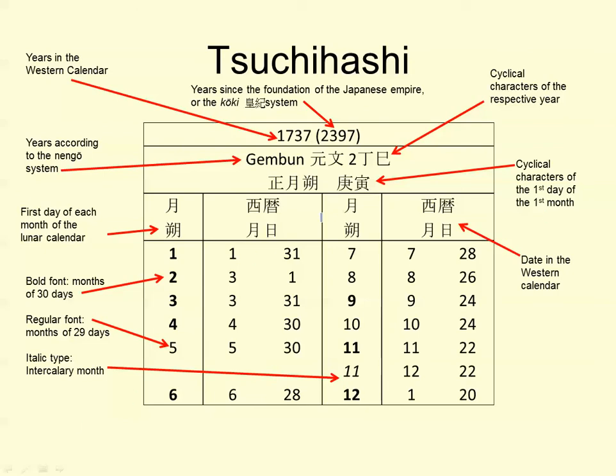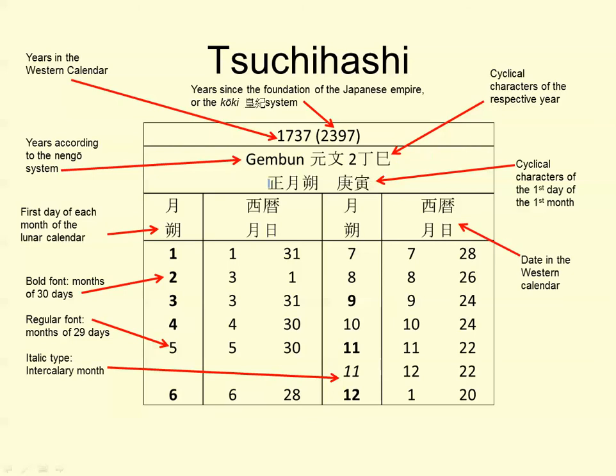At the top of the chart, you'll get the years in the Western calendar. And then in parentheses, you'll get the year in the Koki system. Remember that wacky system on the far right-hand column of the other chart that we were looking at? I said you don't need to worry about it, so don't worry about it. In the next row, we have the years according to the Nengo system. So it's Genbun, in romanization and the kanji. Genbun 2 is the second year of Genbun, and then it gives you the cyclical characters for that year. You get a lot of information in that one line.